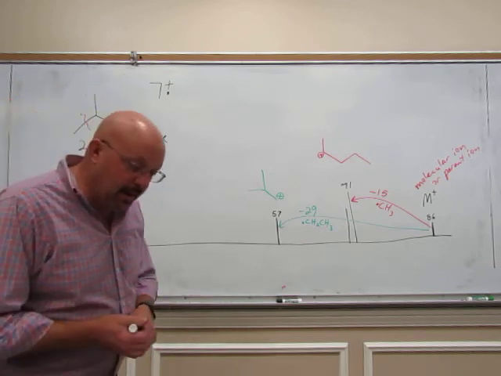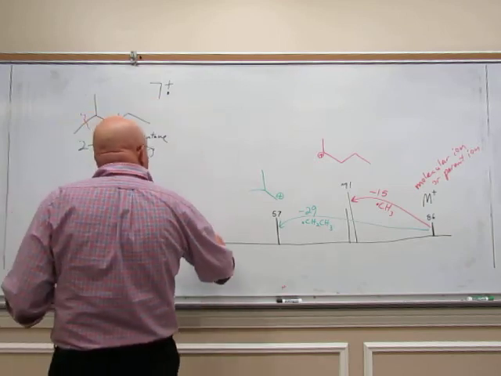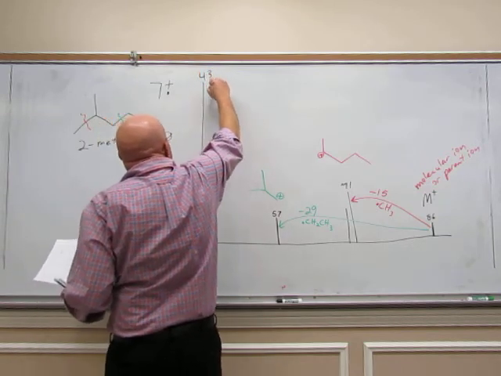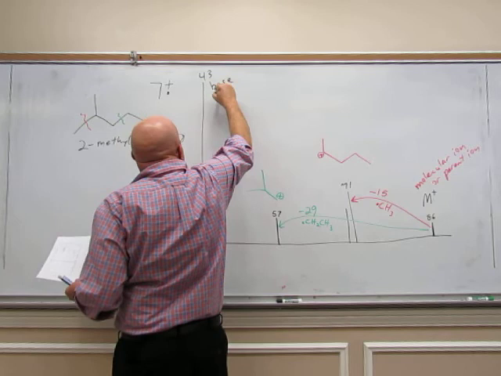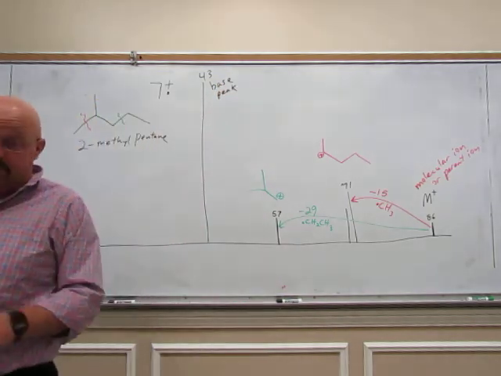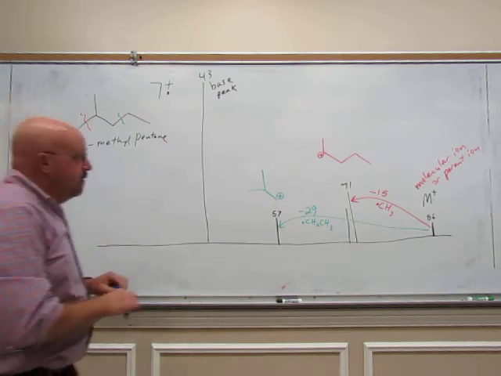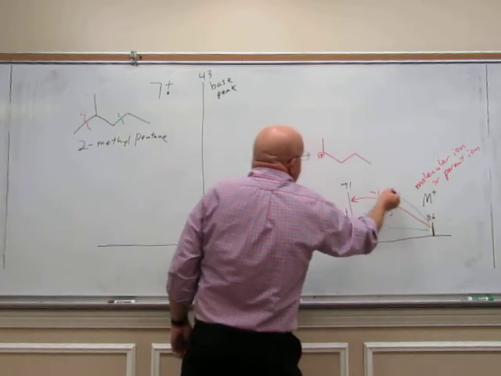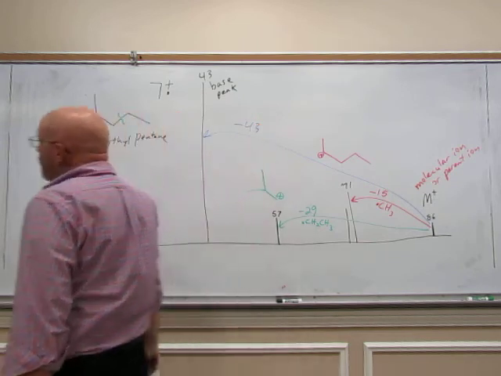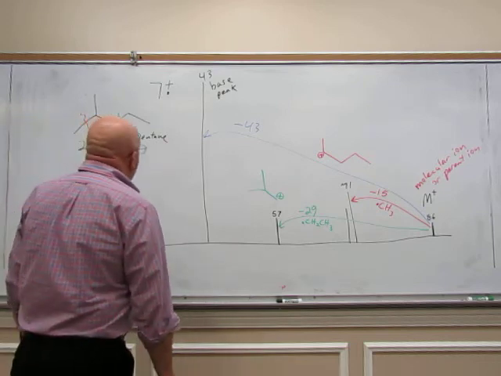The biggest peak that we have is at 43. That's the biggest one. That's our base peak. Your base peak is the biggest one. And if it's the biggest peak, it better follow the rules. Your biggest one is always going to follow the rules. So, let's see what we have. Going from 86 down to 43. That's the loss of 43. We're losing 43 mass units. 43 is a propyl group. We're losing a propyl radical.